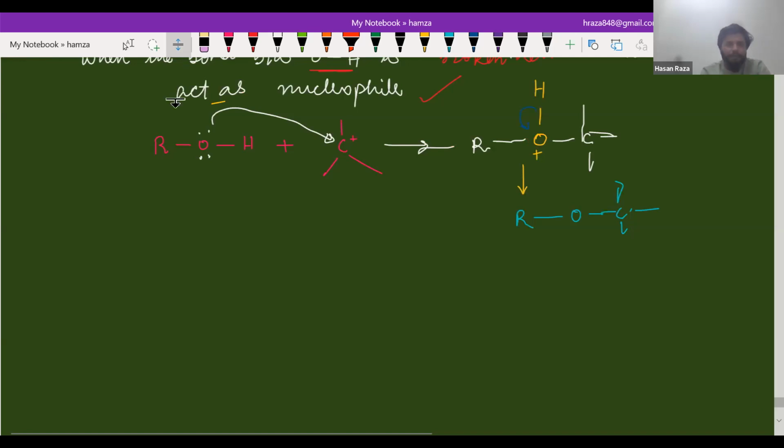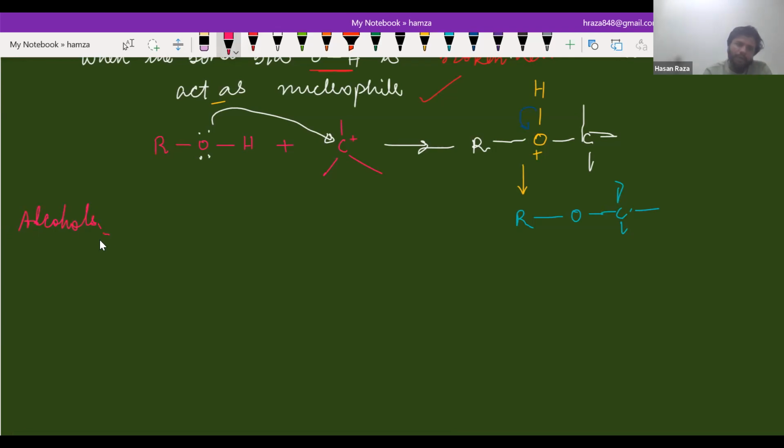Now right. Alcohol as, see, if alcohol is acting as electrophile, normal alcohol cannot act as electrophile. Only protonated alcohol can act as electrophile. So alcohol as electrophile, it's better to write protonated alcohol. So you are going to write protonated alcohol as electrophile.